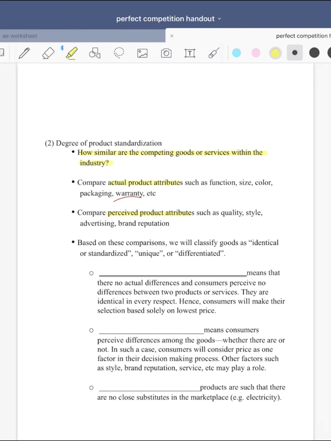Now, we're going to compare that with perceived product attributes. Perceived product attributes are based on comparisons, in a sense.